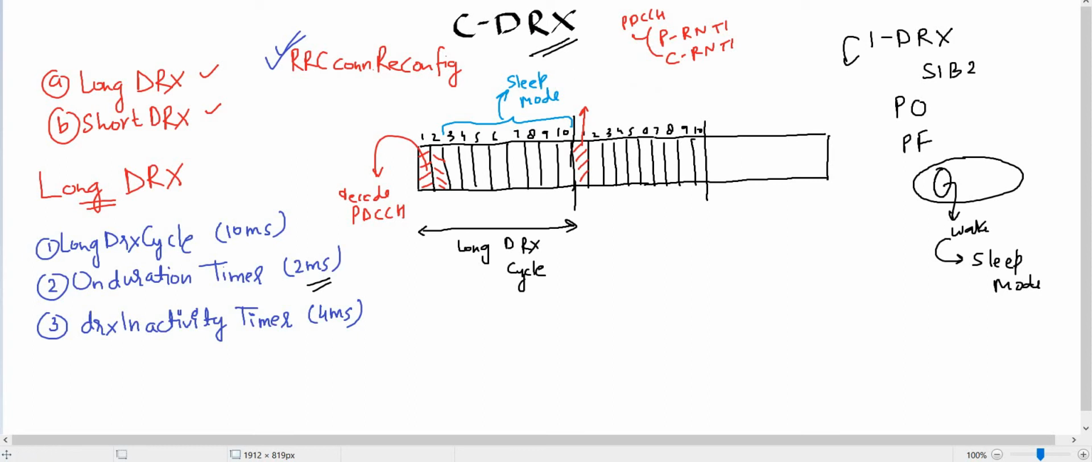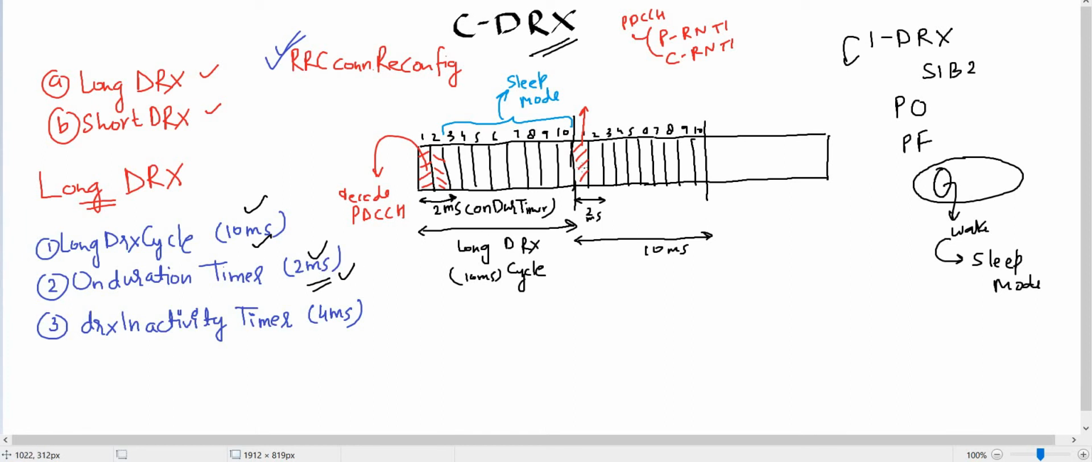One more thing: this is 2 millisecond, this is 10 millisecond, the same 10 millisecond. This is the on duration timer of 2 millisecond. This is only for 2 millisecond. Again, this will be an on duration timer of 2 millisecond, and this will be a long DRX cycle of 10 millisecond. These things: 10 millisecond, 2 millisecond.